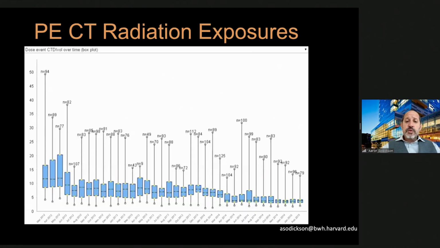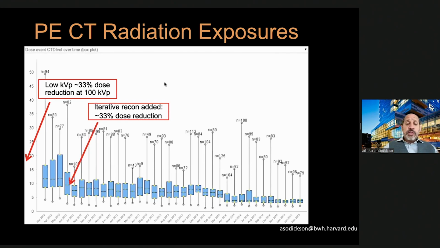Here's what our radiation dose has looked like over time. This is plotting CTDI box plots by month. This was from 2012 to 2015. Before all of this was the switch to 100 kV for the vast majority of our adult patient scans. That gave us that 33% dose reduction that I mentioned earlier. Here is where we added iterative reconstruction at that intermediate strength, and we dialed in a 33% dose reduction in our reference mAs values. And here is where we added high-pitch dual source mode, giving us that additional 40% radiation dose reduction.